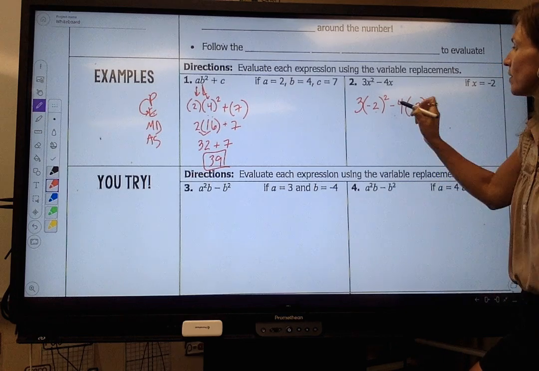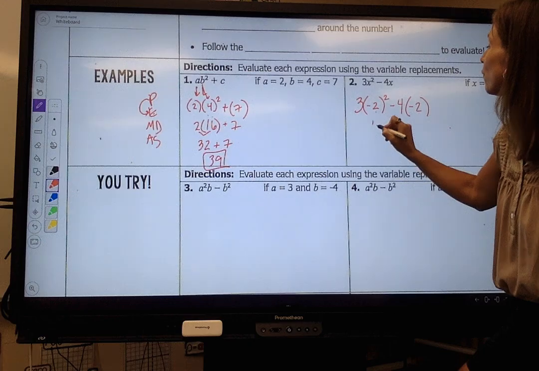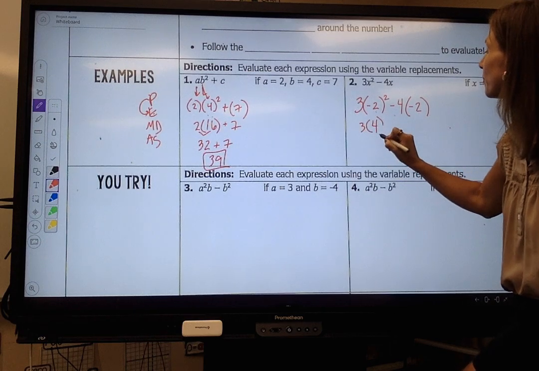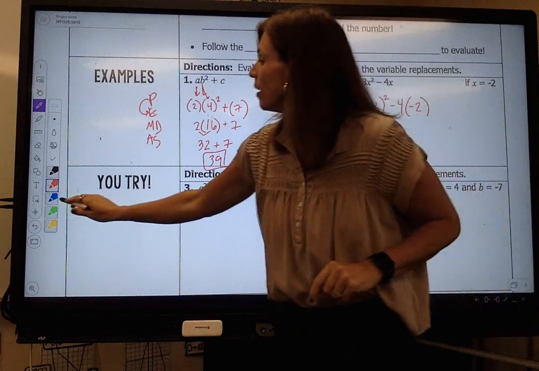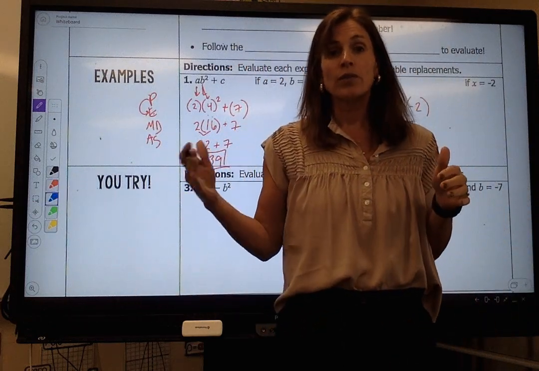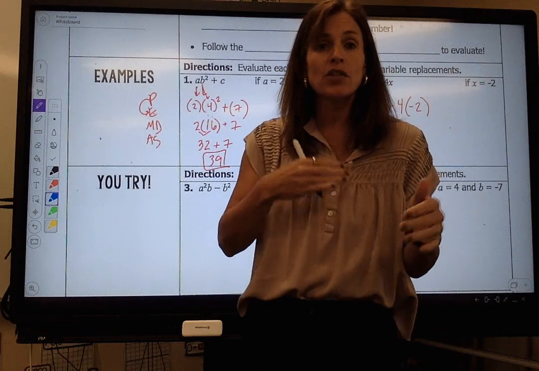Now, order of operations. I have to square here. A -2 times a -2 is a +4. Bring down that 3. This here is also multiplication. Now, remember, as we get further advanced, there are no subtraction signs. It's just integers times integers.